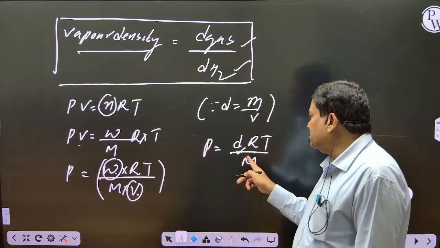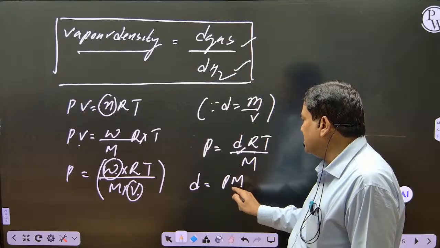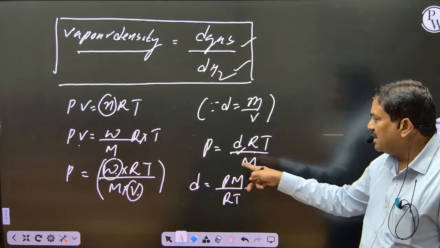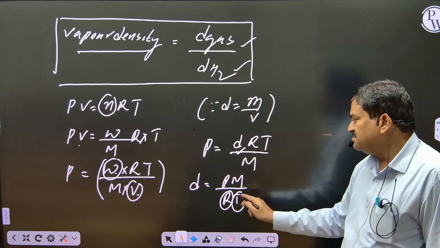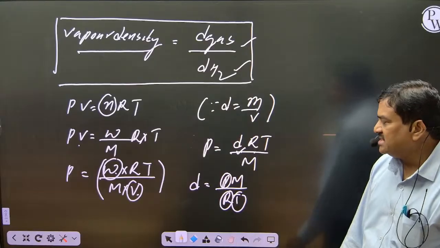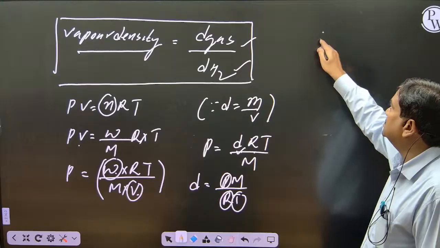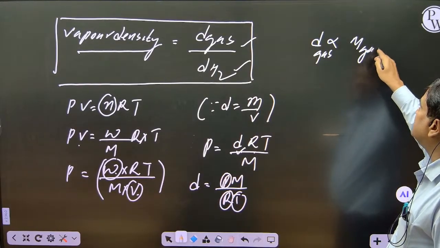Now at a given temperature, bring this density d. Can I write it as PM by RT, students? Density is equal to PM by RT. Here R is a constant, temperature is constant, pressure is constant at STP condition. Then how is density related with molar mass? Directly, no? So density of the gas is directly proportional to molar mass of the gas. Do you agree, all of you?